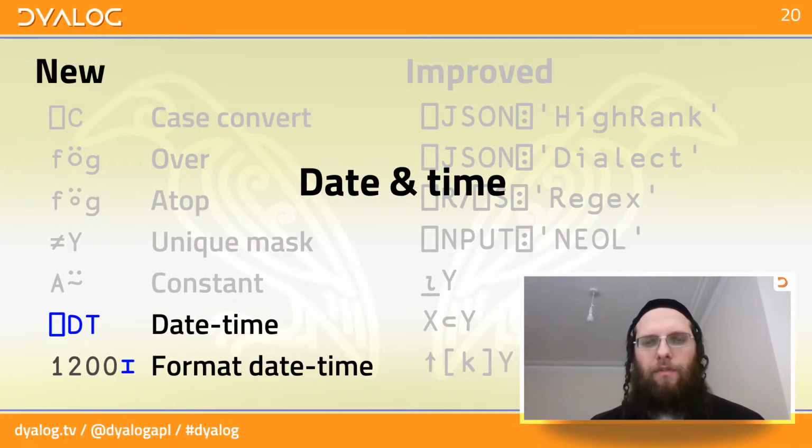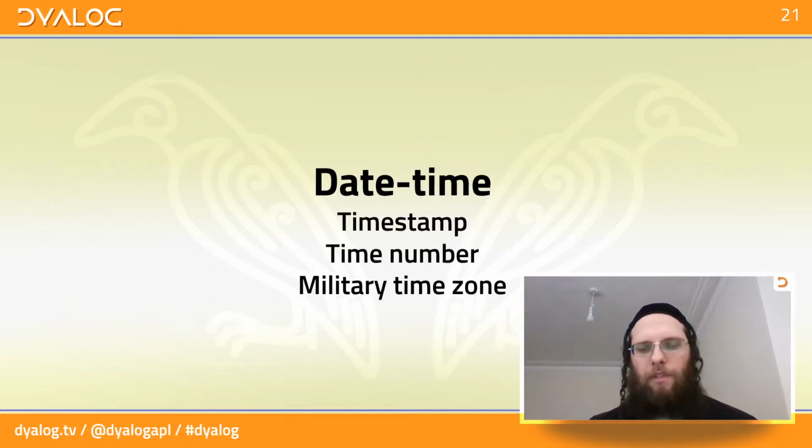So we have two different features that are being added to 18.0 with regards to date and time, but they both deal with date and time as a concept, as a datetime. So a datetime just is a representation of a moment in history. It could be a timestamp, it could be something we call a time number, and it could be a military time zone.